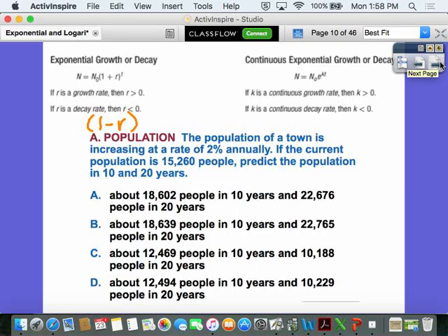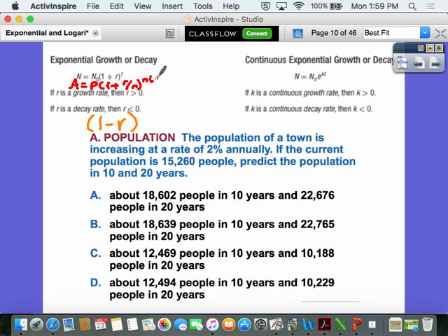Now, these other two formulas are very similar to the ones that I just showed you that dealt with money. These deal with everything else that's not money. Population growth, bacteria, a population of an animal, whatever. Okay, it's the same setup, if you notice, as A equals P(1 plus r over n) to the nt.